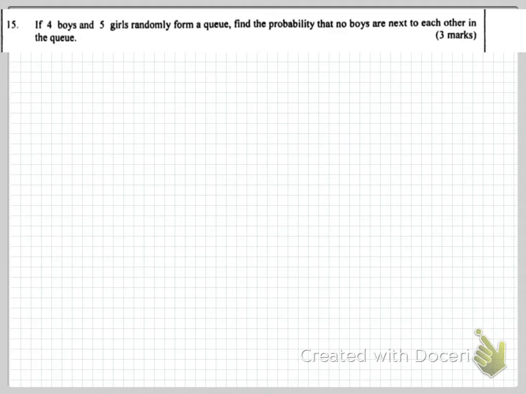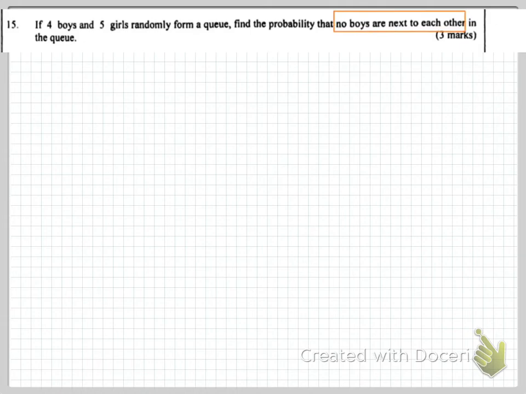So this is a very permutation question. If you have 4 boys and 5 girls randomly forming a queue, find the probability that no boys are next to each other in the queue. So it's not about with or without replacement. It is basically a permutation question. And that no boys are next to each other, once again, is a very permutation thing.